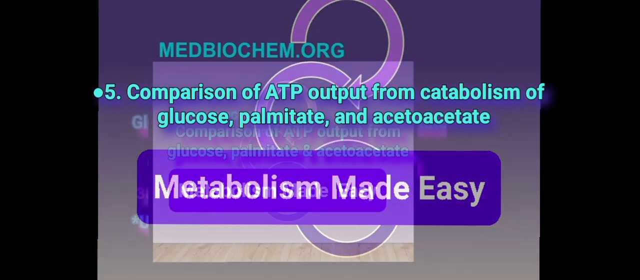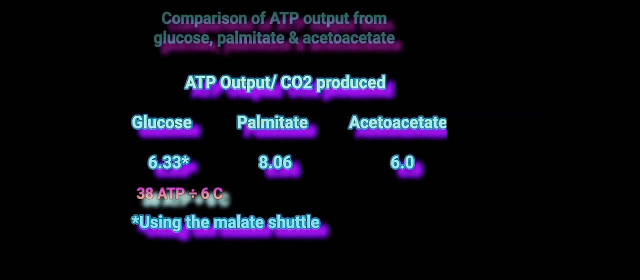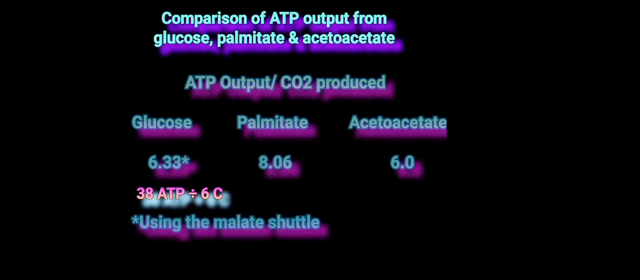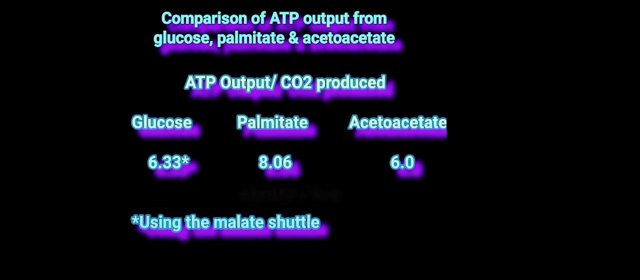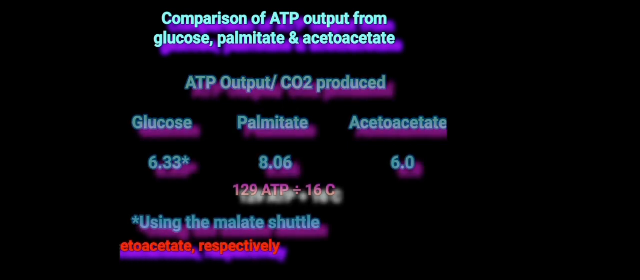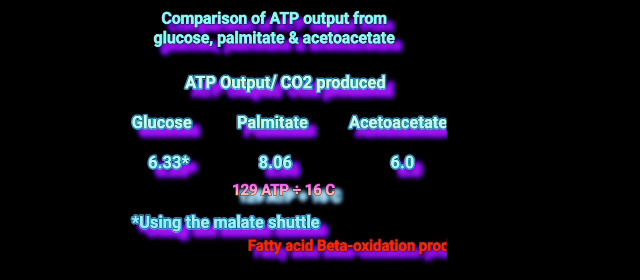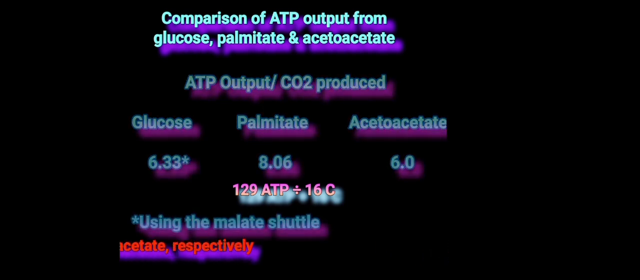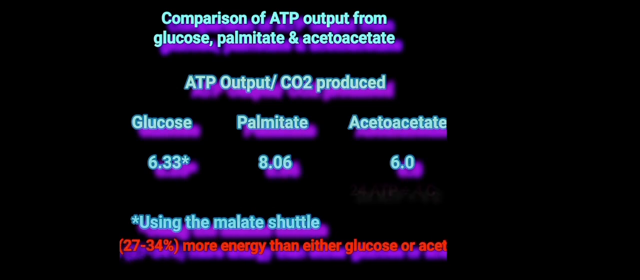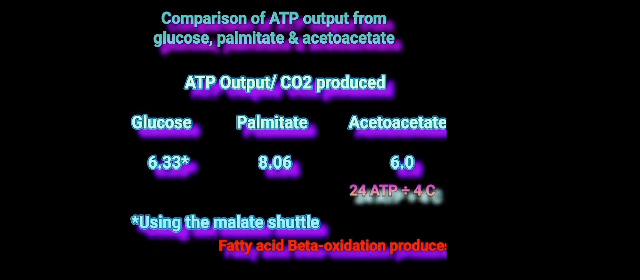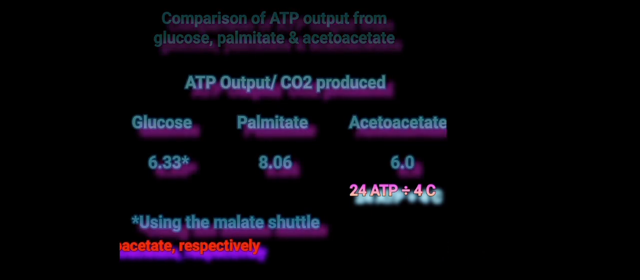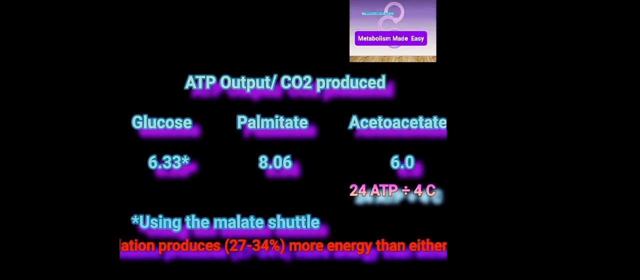The complete oxidation of glucose through glycolysis, pyruvate dehydrogenase, and TCA cycle produces a maximum of 38 ATPs. Dividing 38 ATPs by 6 CO2s produced gives you 6.33 ATPs produced. Complete oxidation of palmitate, a 16-carbon fatty acid, through beta oxidation gives you 129 ATPs. Dividing 129 ATPs by 16 gives you 8.06 ATPs produced per CO2 produced. The complete oxidation of acetoacetate through the TCA cycle produces 24 ATPs. Divided by 4 carbons produced gives you 6 ATPs per CO2 produced.